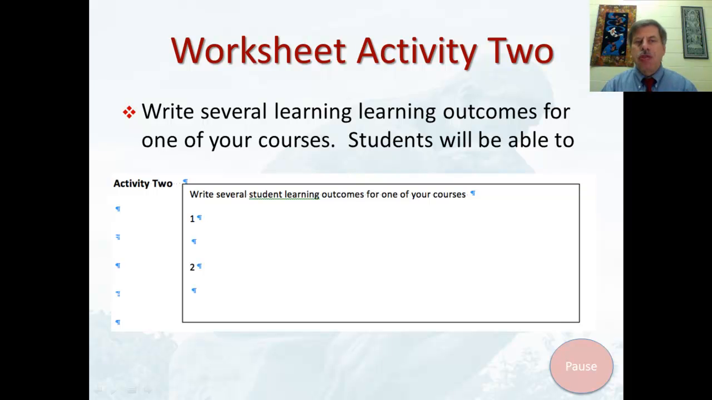Okay, let's do some work. Please turn to the worksheet and activity 2. What I'd like you to do is write several learning outcomes for the course you're currently teaching, or perhaps the course you'll be teaching in the fall. Remember to phrase them, students will be able to. At this point, we will give you some work time. Pause the video, and my colleagues in the Philippines will work with you to ensure that there is a discussion and sharing out of these.